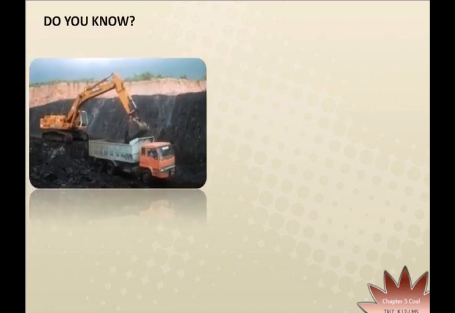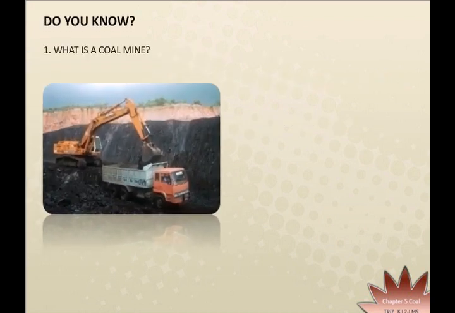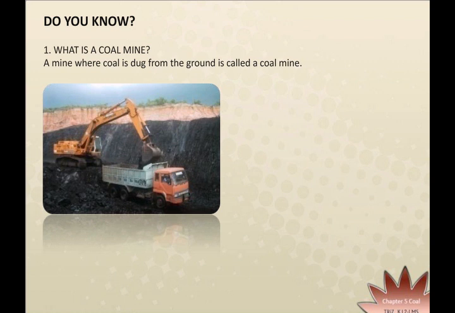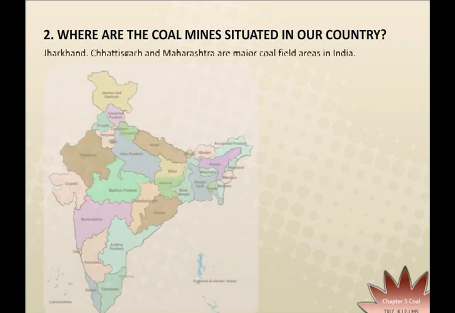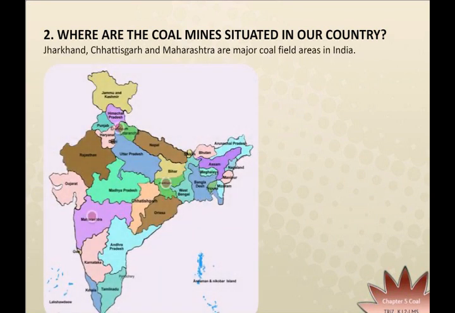Do you know what a coal mine is? A mine where coal is dug from the ground is called a coal mine. Where are the coal mines situated in our country? Jharkhand, Chhattisgarh and Maharashtra are major coal field areas in India.